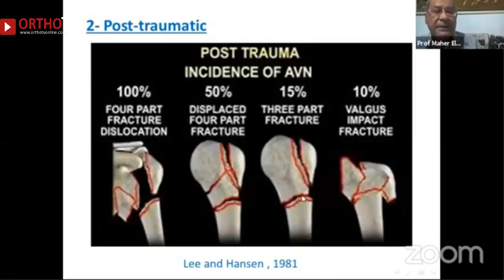About the post-traumatic cause and the incidence of AVN: it is 100% in 4-part fracture dislocation, 50% in displaced 4-part fracture but without dislocation, 15% in 3-part fracture, and finally 10% in valgus impacted fracture.